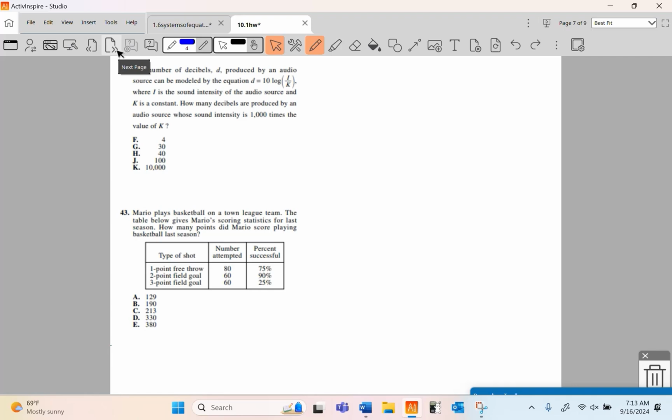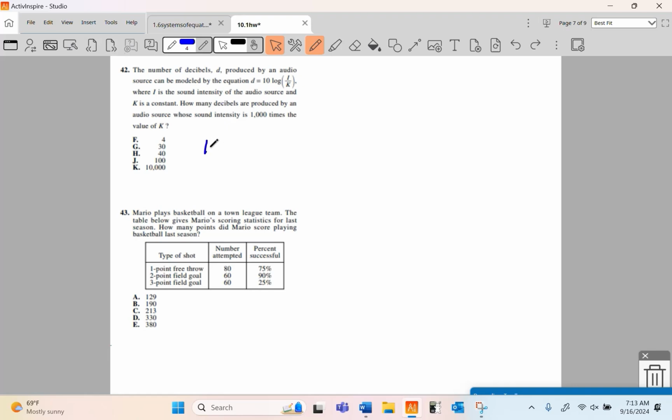The number of decibels produced by an audio source can be modeled by the equation decibels is 10 log of I over K, where I is the sound intensity of the audio source and K is a constant. How many decibels are produced by an audio source whose intensity is 1,000 times the value of K?